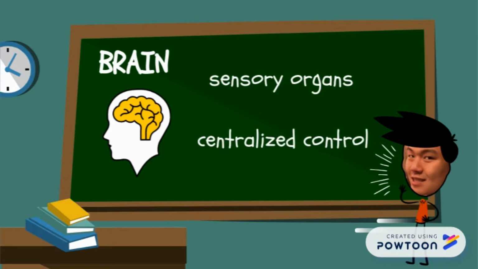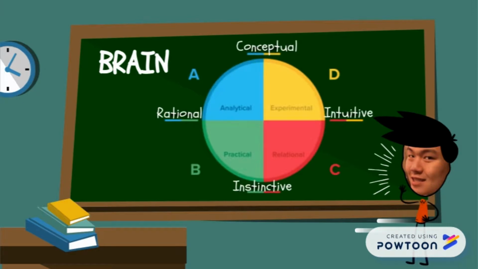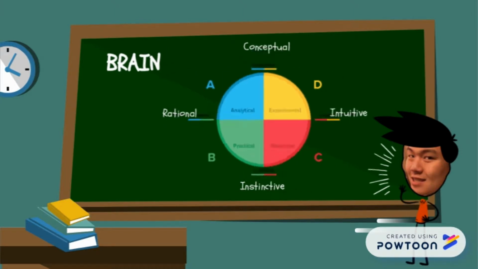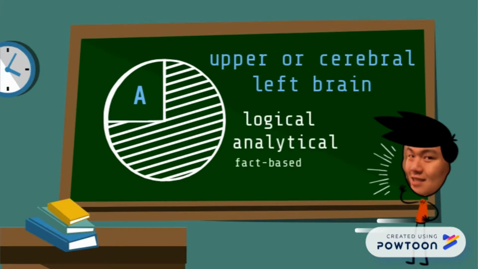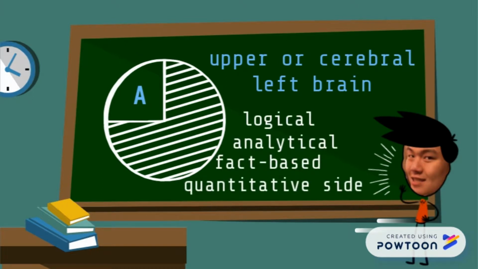The brain has 4 quadrants, which are quadrants A, B, C, and D. Each quadrant has their own characteristics and that shows a person's habits. Quadrant A, also known as the upper or cerebral left brain, focuses on the person's analytical side. This quadrant is concerned with the logical, analytical, fact-based, and quantitative side.